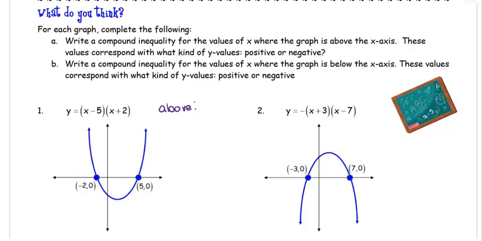If I look here, the graph is above the x-axis here and here. If I bring that down to my x-axis here, I am seeing that for x being less than or equal to -2, or for x being greater than or equal to 5, the graph is above the x-axis. When it's above the x-axis, I'm talking about some positive y values.